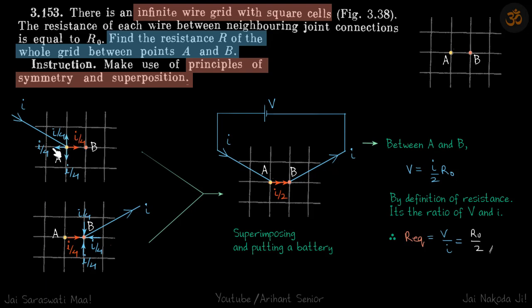Individually it's I by 4 in each direction, but when we superimpose, we are sure only about the branch connecting them, because here we know the current is I by 4, and here also we know it's I by 4. So when we overlap, we know for sure that this current is I by 2, but about any other current we cannot be sure.